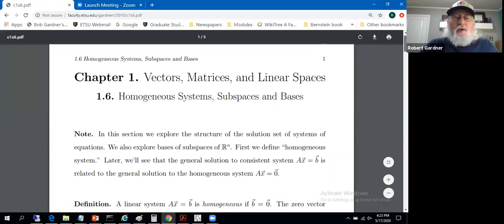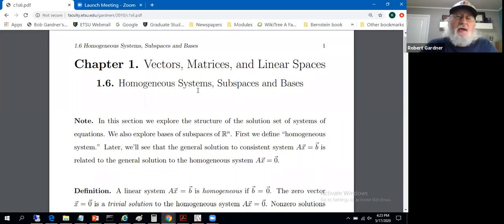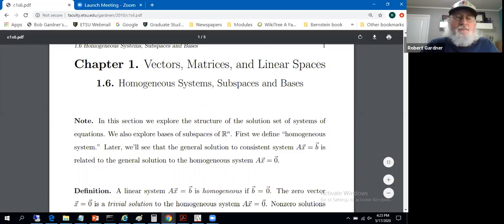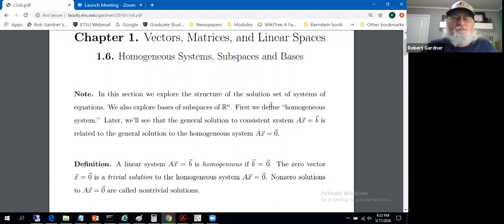All right, and we're going to encounter more systems of equations stuff, and we're going to tie the two together, tie together our ideas of solutions to systems of equations, along with some ideas involving vectors and vector spaces. Okay, so in this section, more on the structure of the solution set of a system of equations.